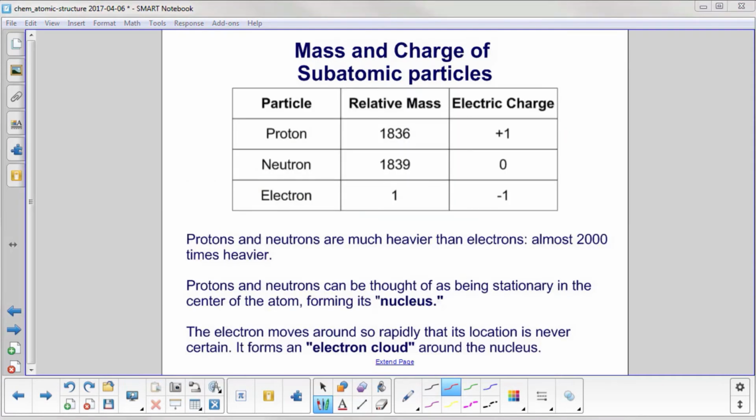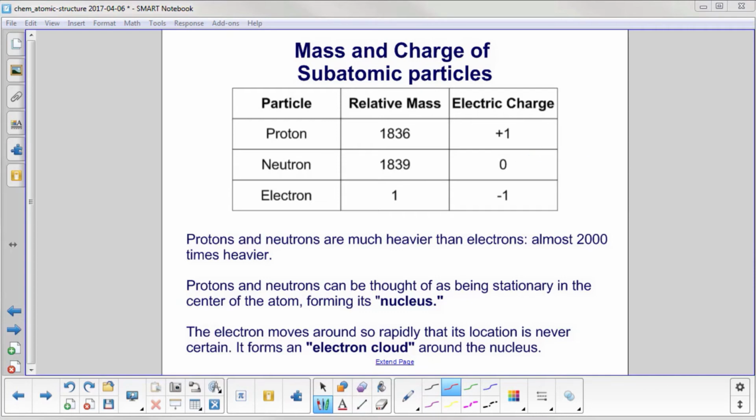Protons and neutrons are way heavier than electrons, almost 2,000 times heavier. And actually the number is 1,836. Protons have a charge of +1, neutrons are neutral, and electrons are -1.